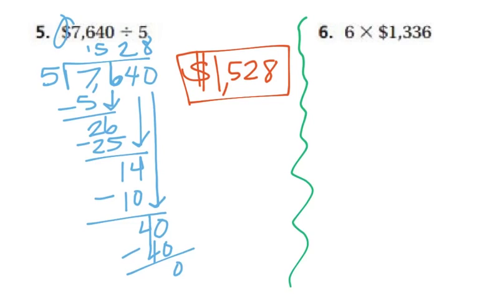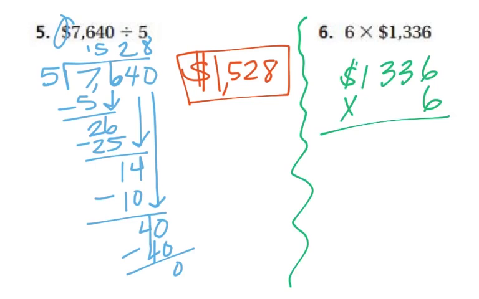Okay, let me give you a moment to get that solved. And then we're going to do the last of these problems where there are no words to them. And we're multiplying 6 times $1,336. So I want to stack this problem up in a way that will make it easy to multiply. I know my answer is going to have a dollar sign. So now this is pretty straightforward.